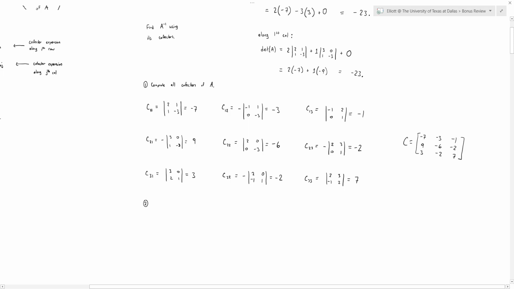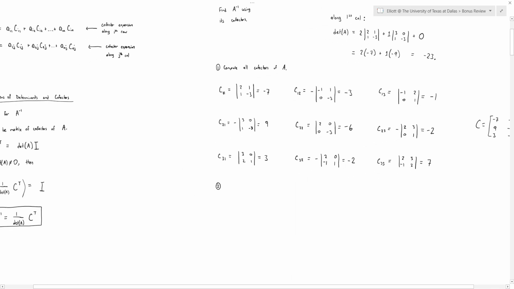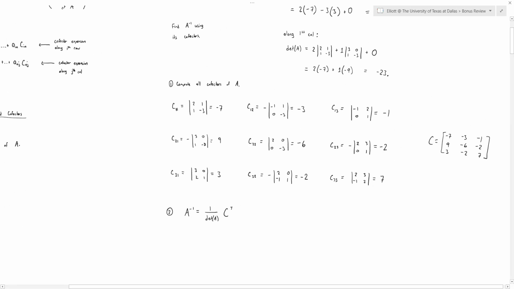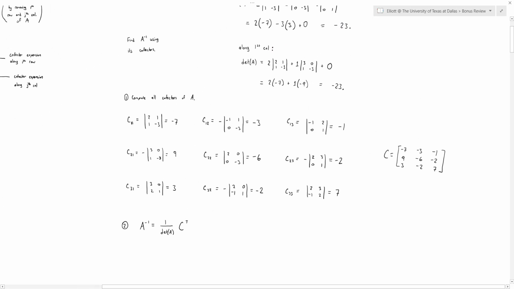Once you get all the cofactors and you put them into a matrix, then as we saw earlier, we have this formula for computing the inverse. So the inverse of A should be equal to 1 over its determinant, and then times the transpose of the cofactor matrix. Okay. So we computed the determinant of A already. It was -23.